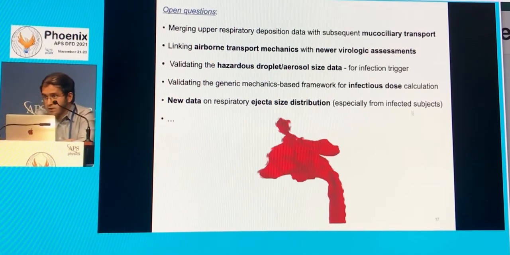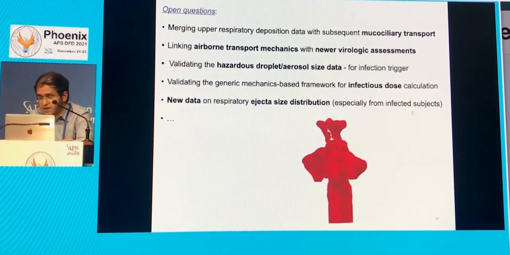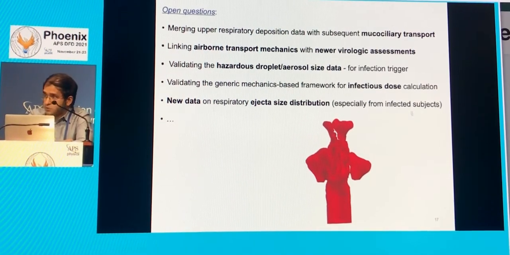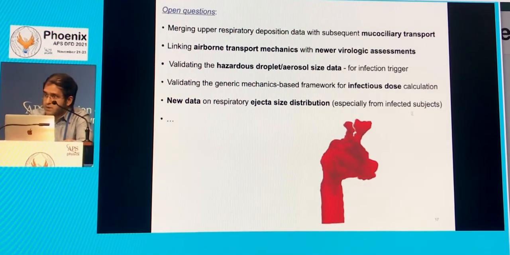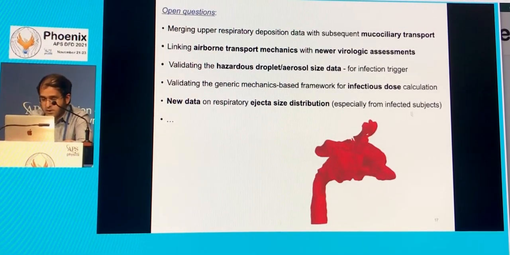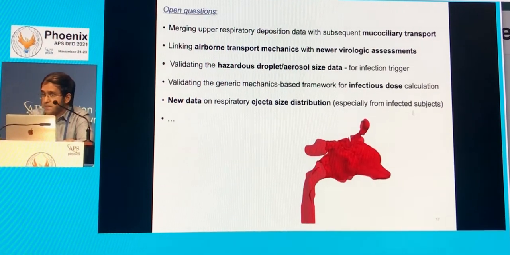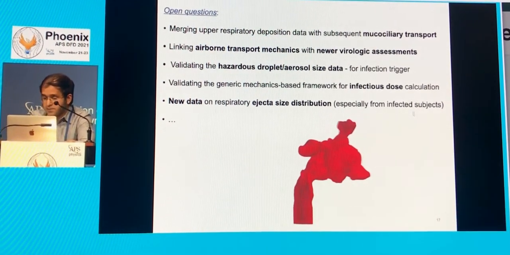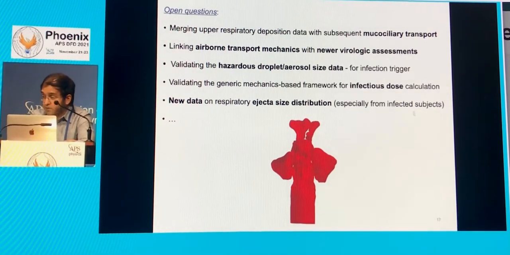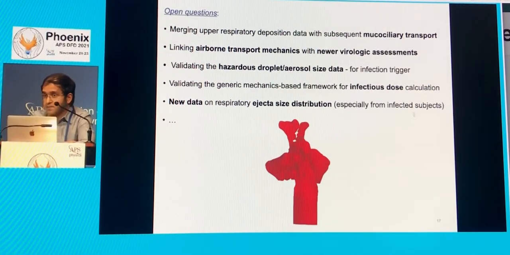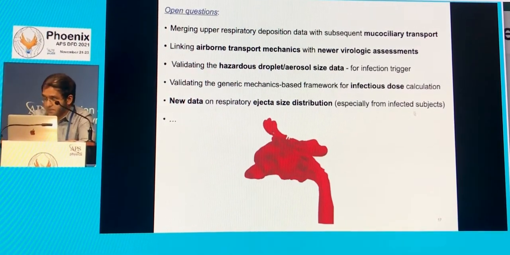And this is an ongoing topic. And these are the questions that I jotted down last night. There could be many others. So for example, we need to merge the upper respiratory tract deposition data with the subsequent complex transport of the mucus. We need to connect the airborne transport mechanics with the data for the new viral strains. We need to validate the droplet sizes and the infectious dose. And we also definitely need new data on the ejected size distribution, especially for infected subjects.